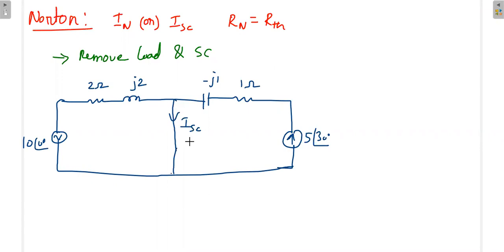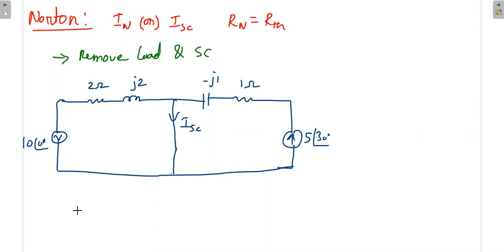Now again, my aim is to find I short circuit. In order to find I short circuit, I am going to apply the maximum power transfer theorem, sorry, not maximum power transfer theorem. I am going to apply the superposition theorem to find out this I short circuit. You can go by any method, no problem, but here I will try to apply the superposition theorem.